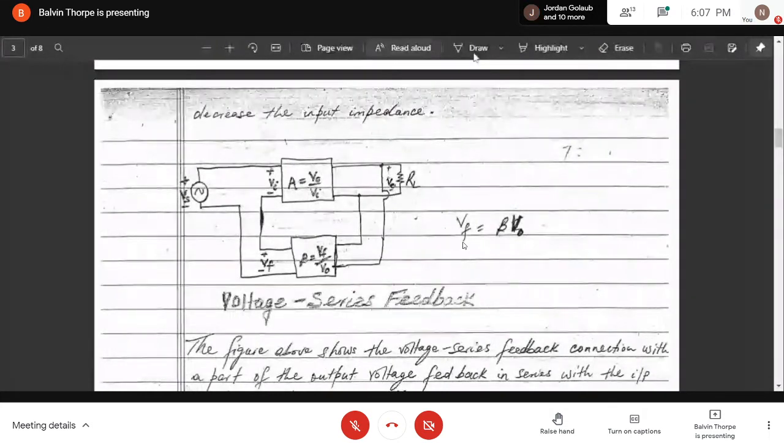So this is a voltage series feedback. We have the input voltage. This is my input right here. That's my input. So the input signal goes into the amplifier. This is the amplifier.